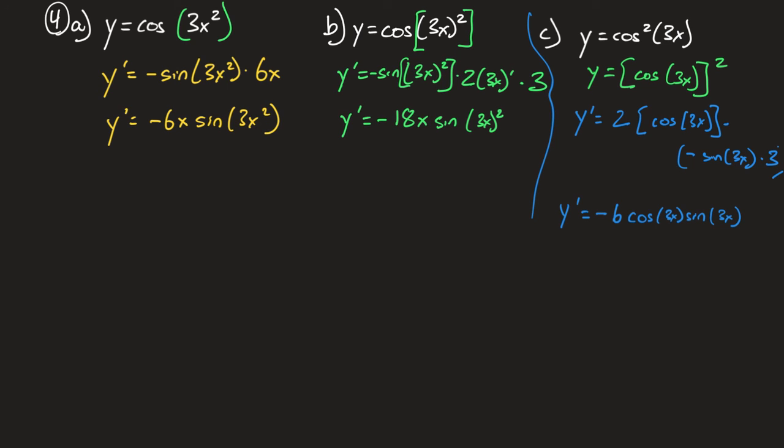So 3 problems that look very similar, but the placement of that exponent changes everything. Sometimes we have to worry about a double chain rule, as we did in letter B and letter C. Or sometimes we just have a regular old chain rule like we did in part A.